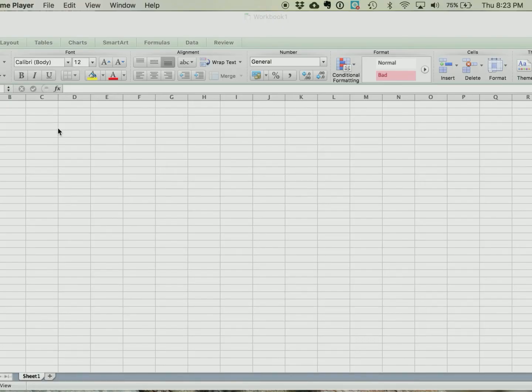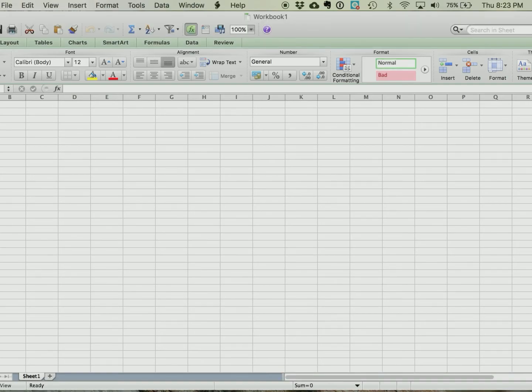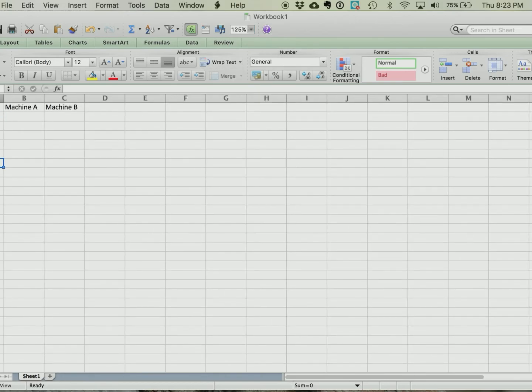To do our break-even analysis for our capacity planning in Excel, we need to create a couple columns. So we need to look at quantity, and then we need to look at machine A and machine B. Let's just make this a little bit bigger so we can see it. All right, in this case, let's look at different quantities. Let's look at it in increments of 1,000. So 1,000, 2,000, and we can keep going all the way up. And let's go up to 25,000.